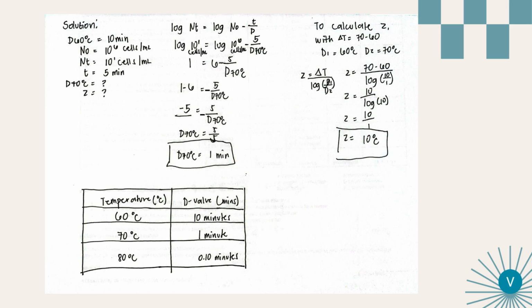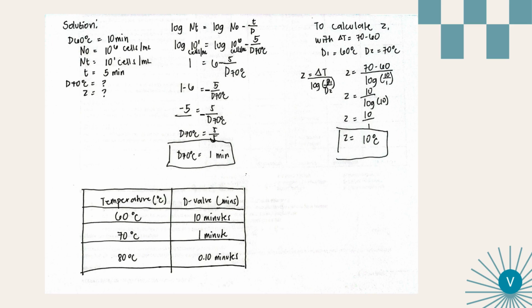To solve for the D value at 70 degrees Celsius, we use the formula log NT equals log N0 minus time over D. Substituting the values, we got log of 10 to the power of 1 equals log of 10 to the power of 6 minus 5 over D at 70 degrees Celsius. Simplifying, log 10 to the power of 1 is 1 and log 10 to the power of 6 is 6. So we have 1 equals 6 minus 5 over D.